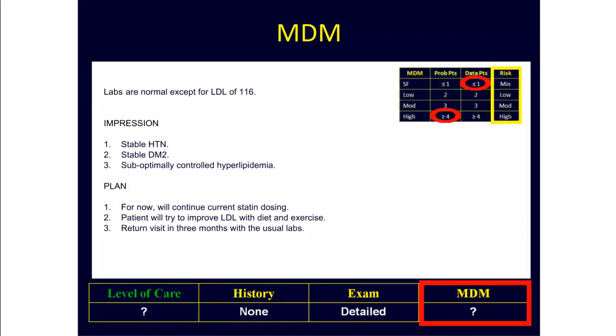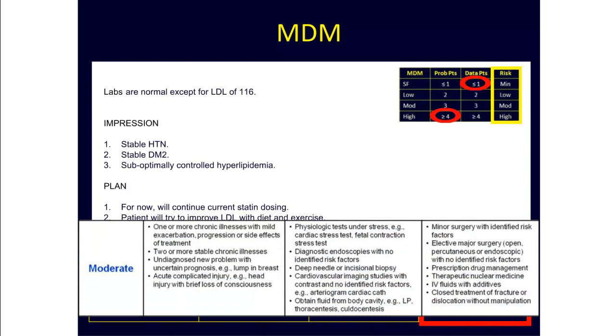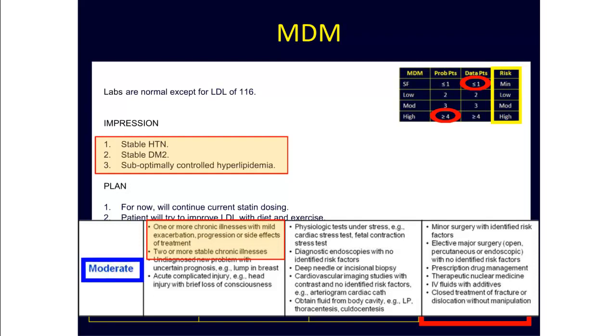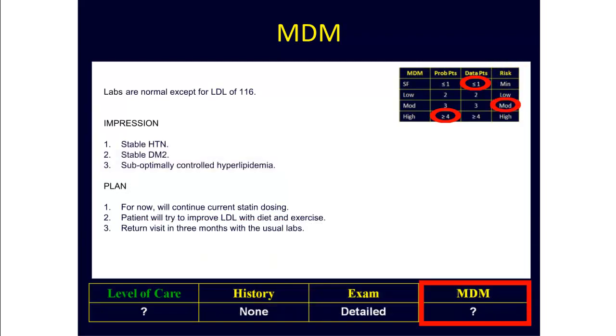Looking at the risk, this encounter easily qualifies as being of moderate risk. We have 2 stable chronic illnesses in the hypertension and the diabetes. We also have 1 or more chronic illness with mild exacerbation or progression in the form of the hyperlipidemia. So no matter how you slice it, this is definitely a moderate risk encounter. So we have 4 problem points, 1 data point, and moderate risk, and since only 2 out of 3 dimensions are needed, this adds up to moderate complexity medical decision-making.